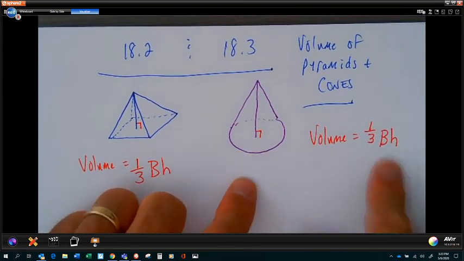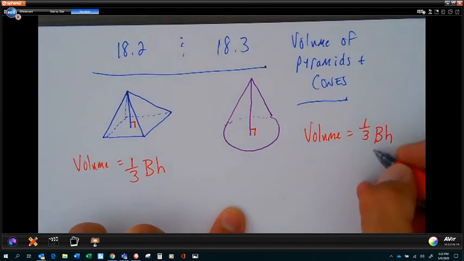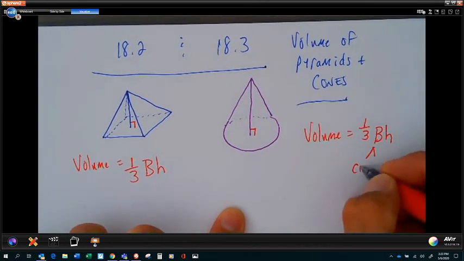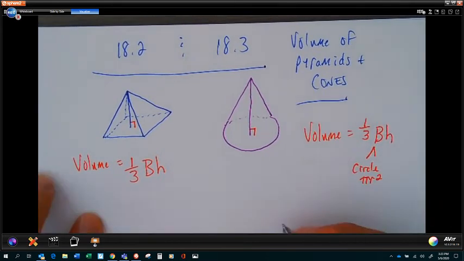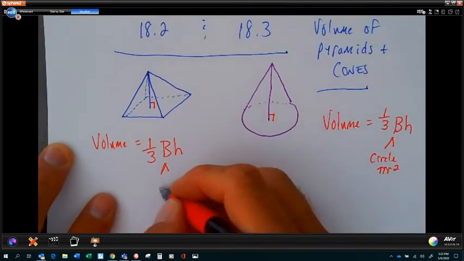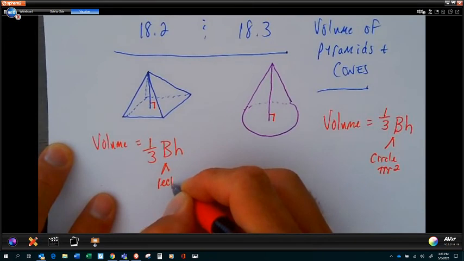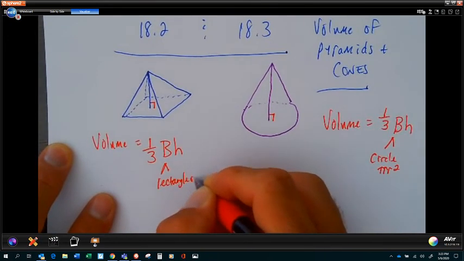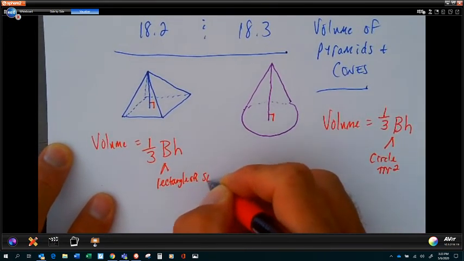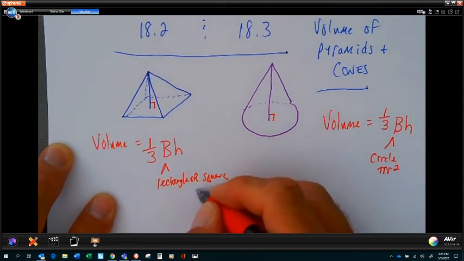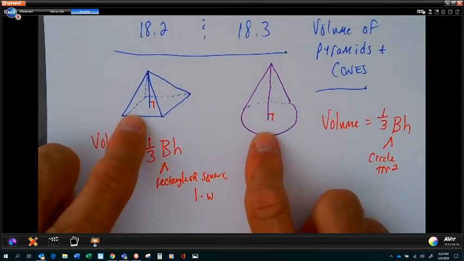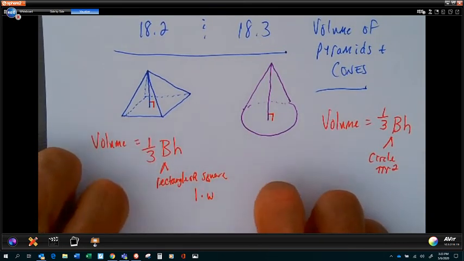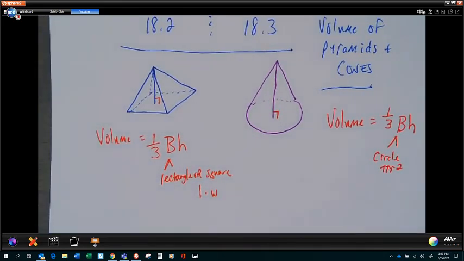And again, the big base on a cone is a circle, which is pi r squared. The big base on this is a rectangle or square, and you've got length times the width. So you just determine your base for a pyramid and cone, and then you can determine the volume, and we'll go ahead and set up a couple examples here.